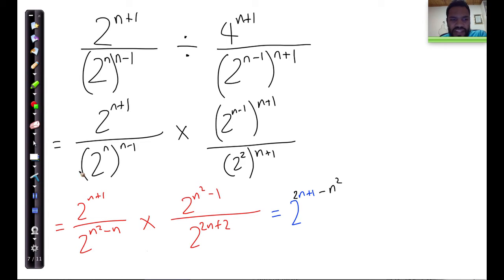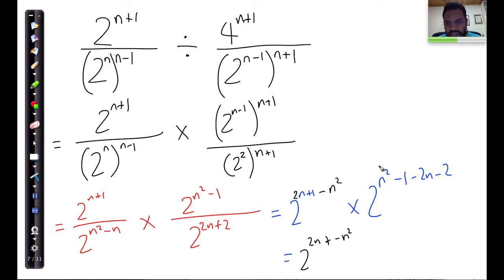Now I'm going to multiply it by the second one. And that's going to be 2 to the n squared minus 1 minus 2n minus 2. Okay, and now the reality is that I'm just sitting with the same base throughout. And what I can do over here is just add all the exponents. So I'm going to say that's 2 to the power of 2n plus 1 minus n squared plus n squared minus 1 minus 2n minus 2, and that equates to the following.